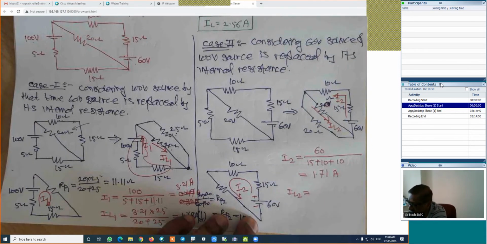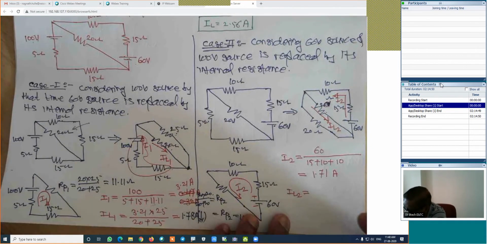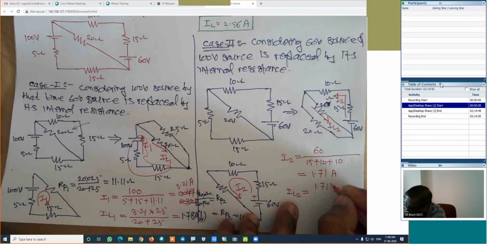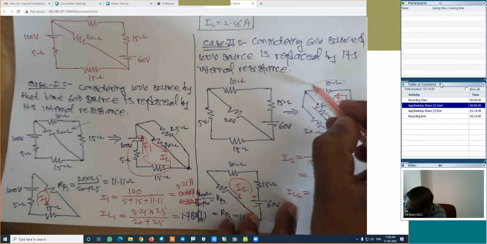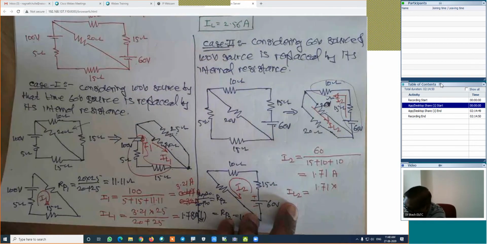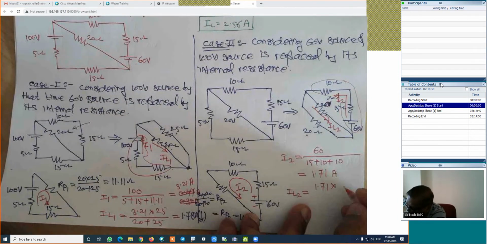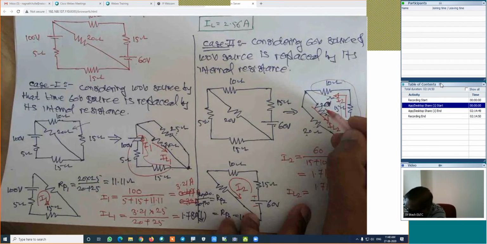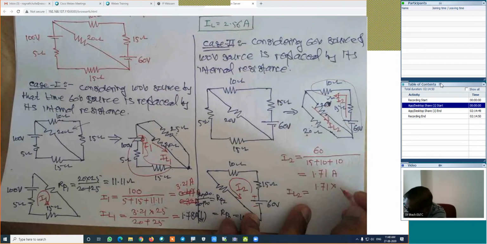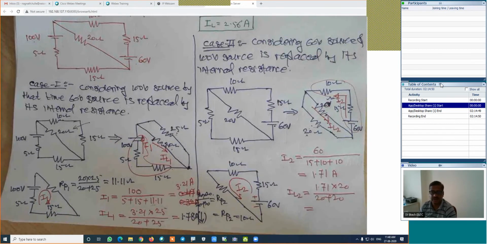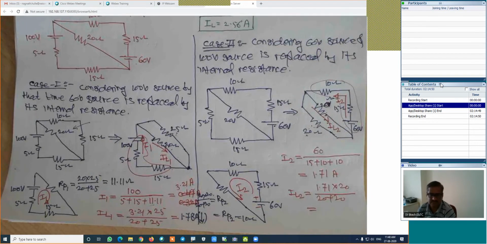Now I will call it as IL2 is equal to how much? I will use the current division rule. Total current, which is 1.71 into the resistance of the opposite branch. In this branch, current is already known. These are the two parallel branches. We are interested in this current, which is, the opposite branch is this. इस current में हमारा interest है. This is the opposite branch, which is 20 divided by both resistances, which is equal to how much is the value?